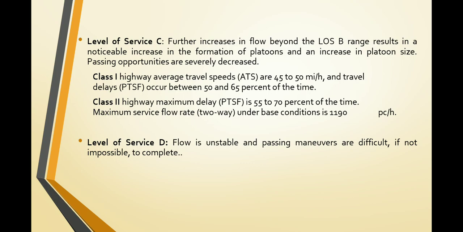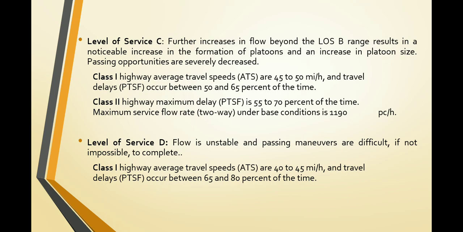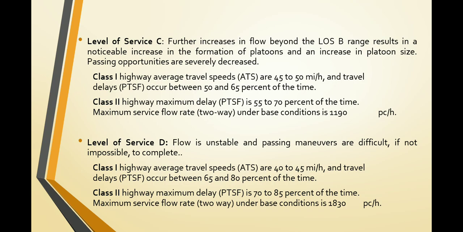Level of service D. Flow is unstable and passing maneuvers are difficult, if not impossible, to complete. So Class 1, the ATS is 40 to 45 miles per hour, and travel delay is between 65 and 80% of the time. Class 2, PTSF is 70 to 85% of the time, and the maximum service flow rate under base condition is 1,830 PC per hour.